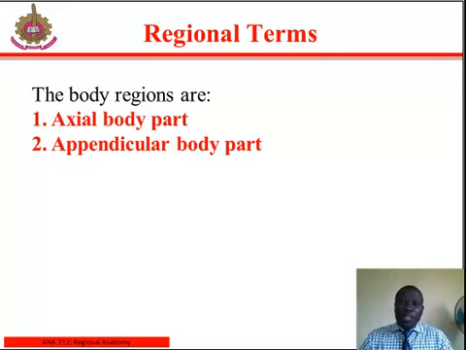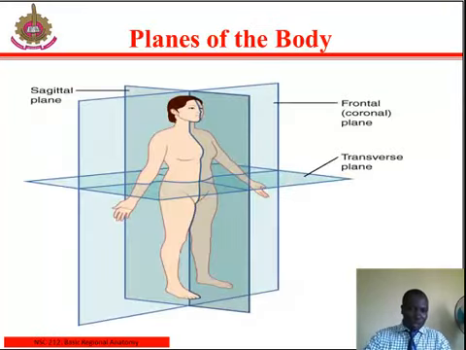The human body's numerous regions have specific terms to help increase precision. The body regions are axial body part. It is the part of the body near the axis of the body. This includes the head, the neck, thorax or chest, abdomen, and the pelvis. Then we have appendicular body part. It is the part of the body out of the axis line. This includes the upper and the lower extremities.